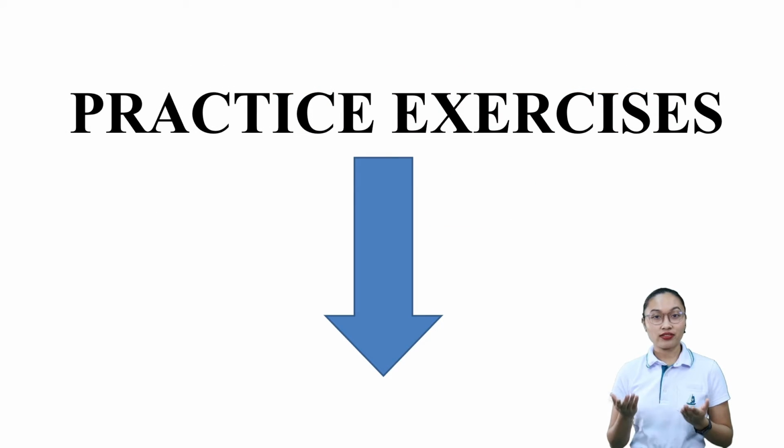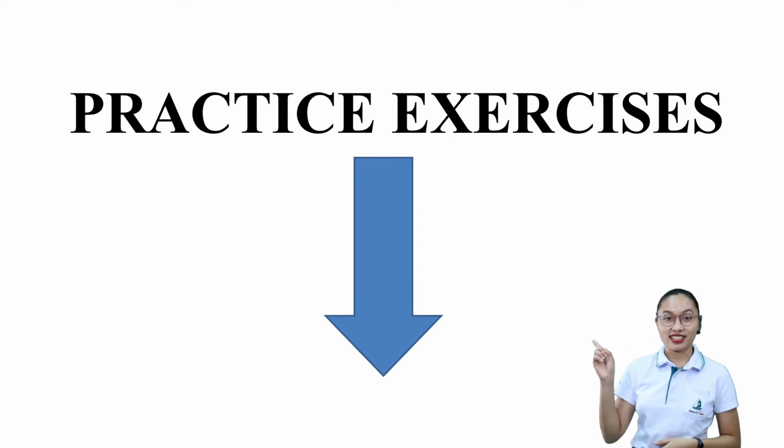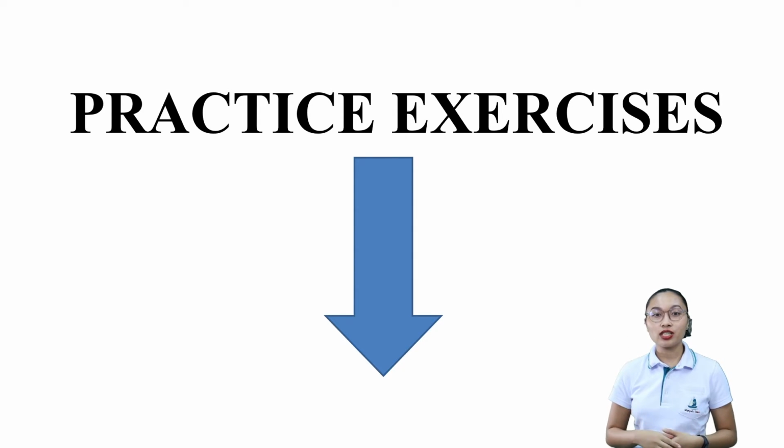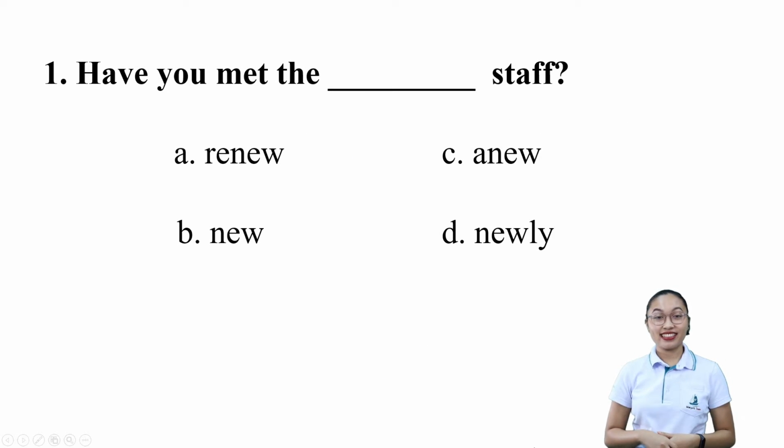The next part of our lesson is the practice exercises. Make sure to listen carefully to each item and try to guess the answers. Number 1. Have you met the blank staff? A. Renew. B. New. C. A new. Or D. Newly.